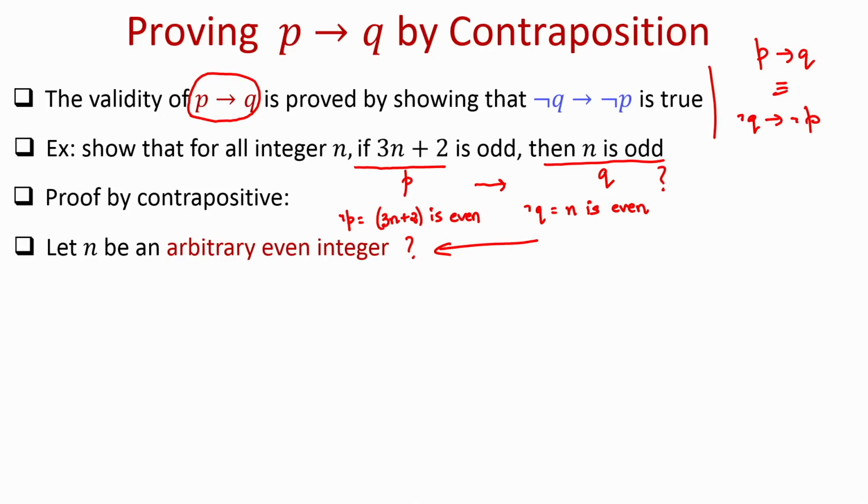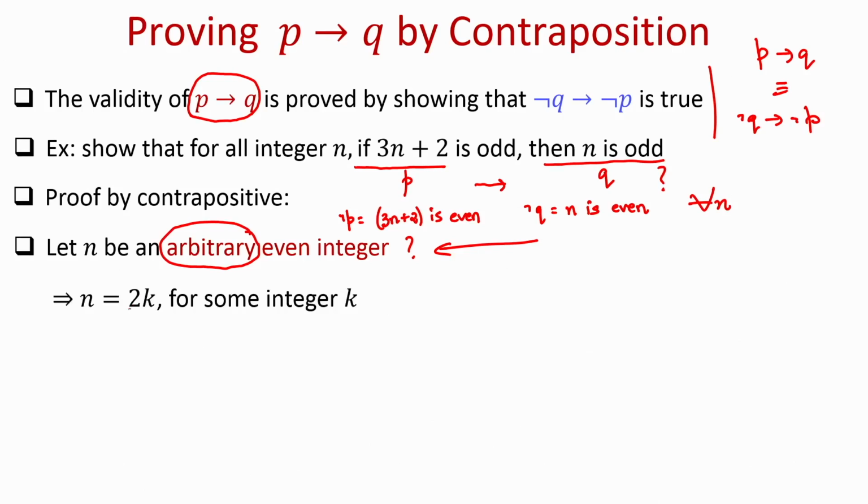So, now I assume n is an even integer, and it is arbitrary. Why arbitrary? Because we are still applying universal generalization, since we are trying to prove an implication which is universally quantified. I can't take each and every n in the domain and prove this implication. That is why I am taking an arbitrary n which is an even number.